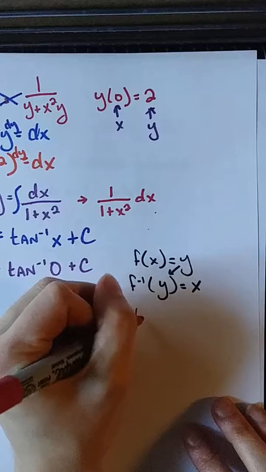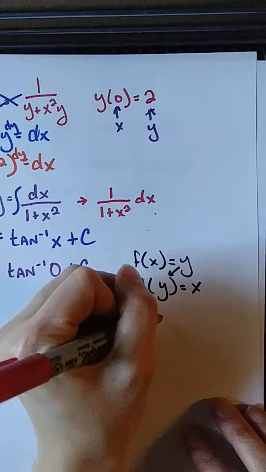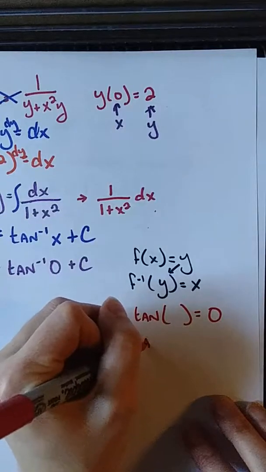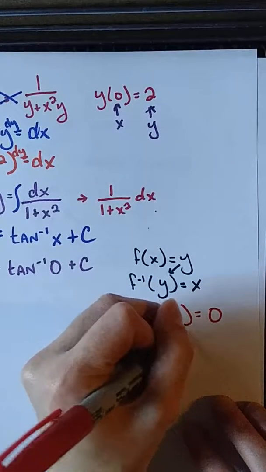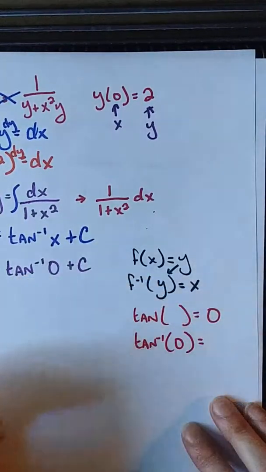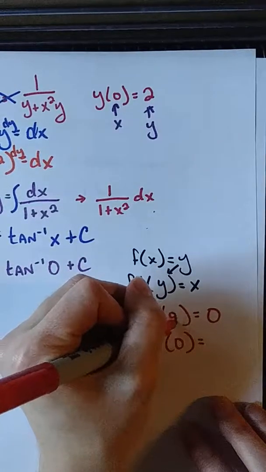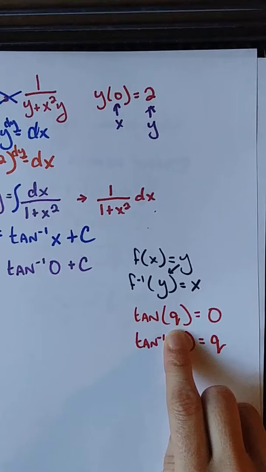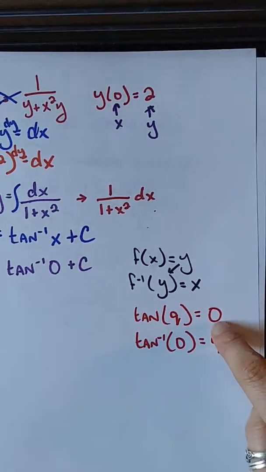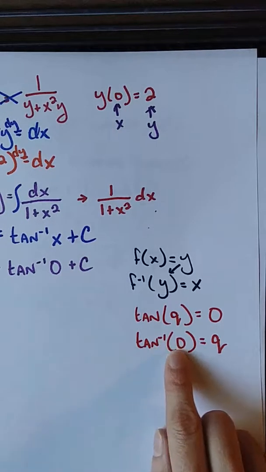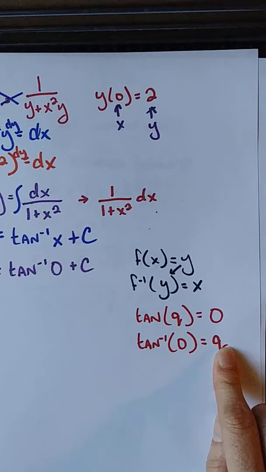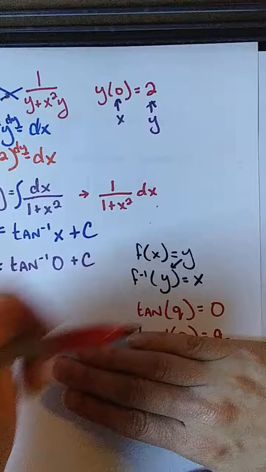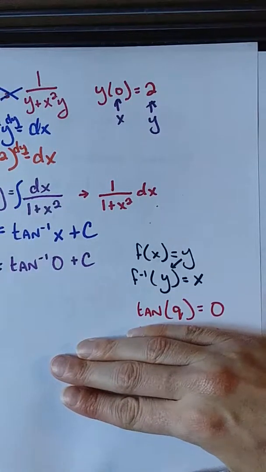So let's take a look at it this way. The tangent of some number is going to give me 0 because my inverse tangent of 0 is going to give me that number. So I'm going to call it q just for fun. So whatever this number is, whatever q is that I plug into tangent that gives me 0, that's what my inverse tangent is going to spit back out. So if I'm looking for this q, what I'm really looking for is some number inside of tangent that will give me 0 as an answer.